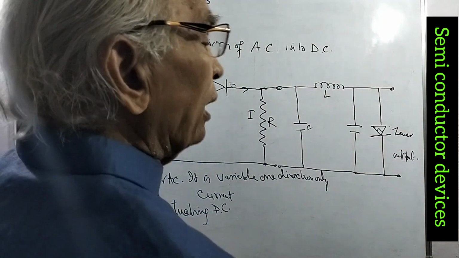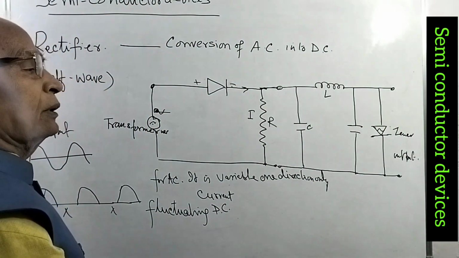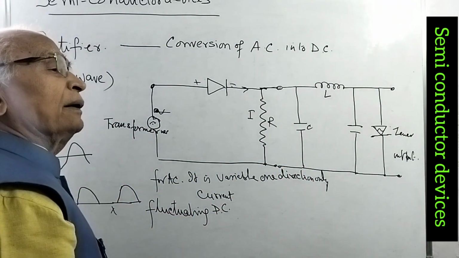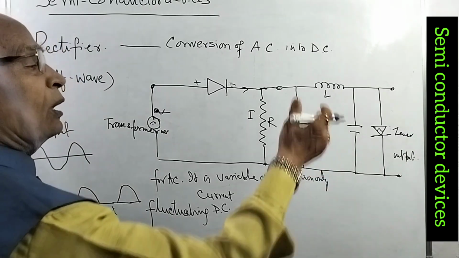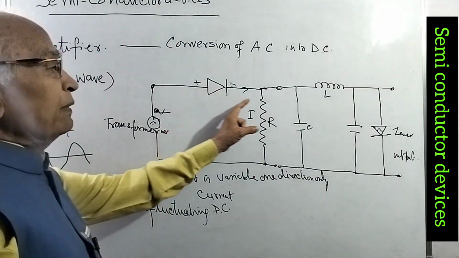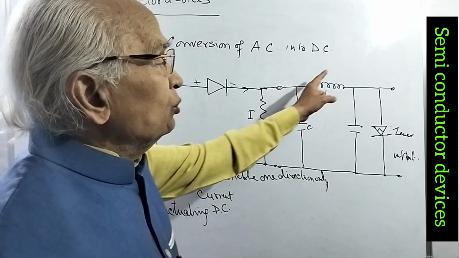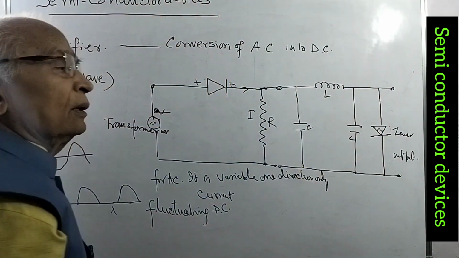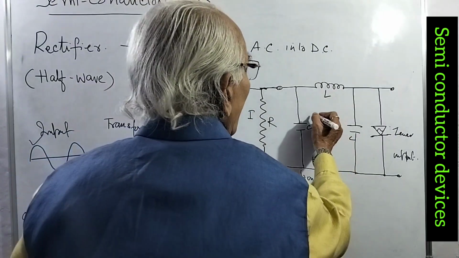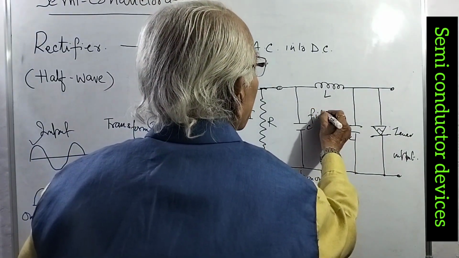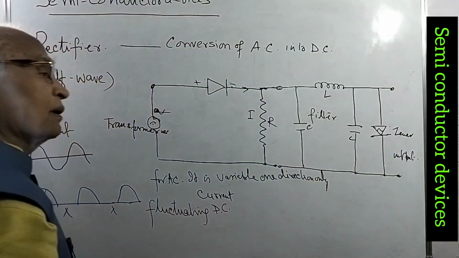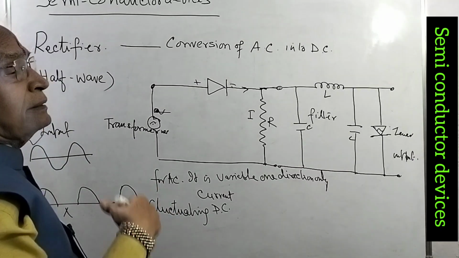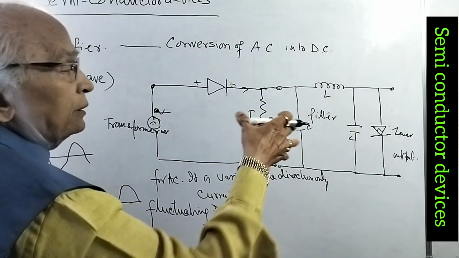How much output is required? We select a zener of that voltage. If we want a 6 volt constant battery, we put a 6 volt zener at the output. Or for a 12 volt battery, we put a 12 volt zener there. This fluctuating voltage is fed to the capacitance inductance combination, which is called a filter circuit. The filter is filtering the alternating current, and it is passing a constant voltage DC.